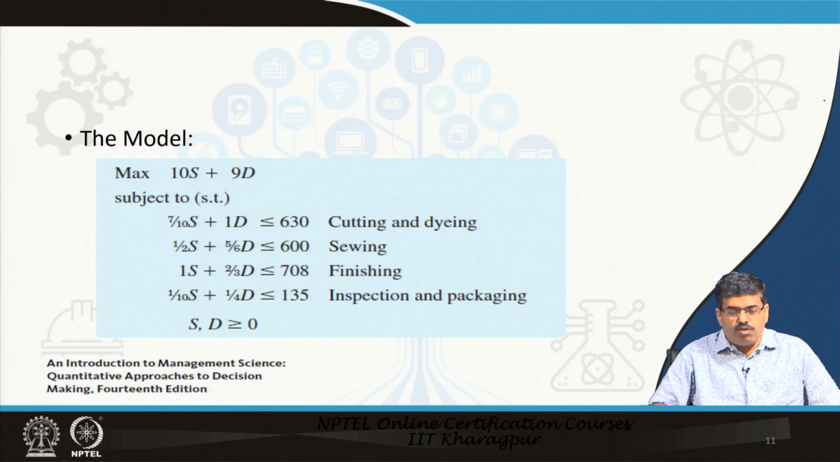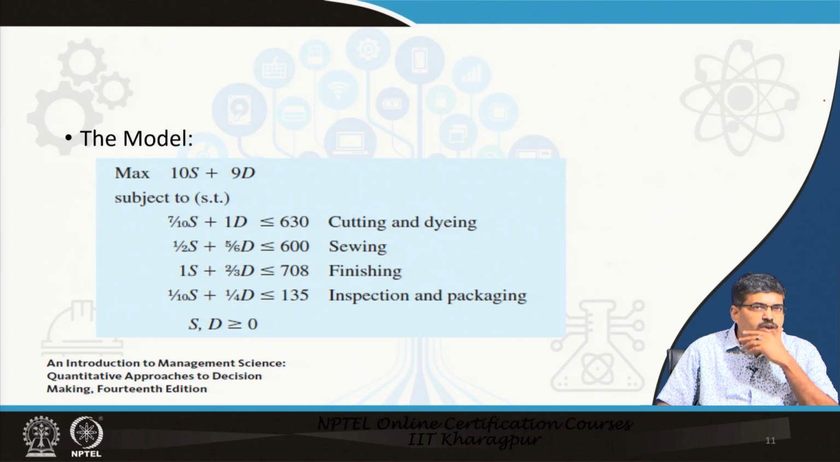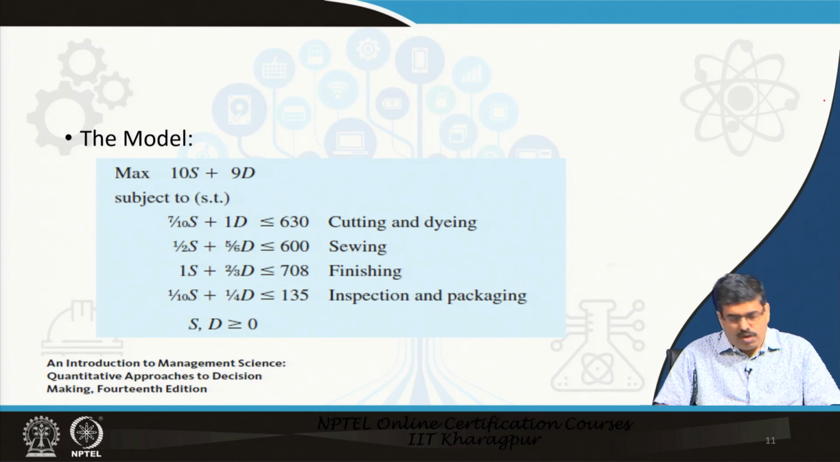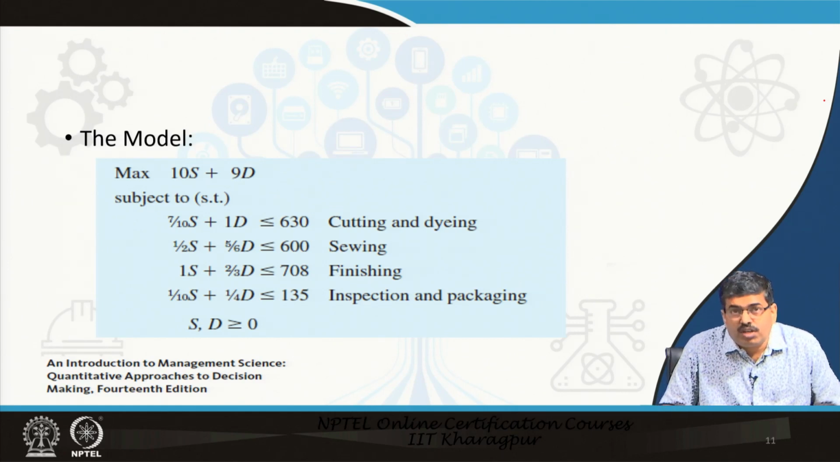Okay. Let us go. So, you see this is the model in the proper form: max 10S plus 9D subject to 7/10 of S plus 1 of D, half of S plus 5/6 of D, 1 of S plus 2/3 of D, and 1/10 of S plus 1/4 of D less than or equal to 135. Okay. So, this is the model.